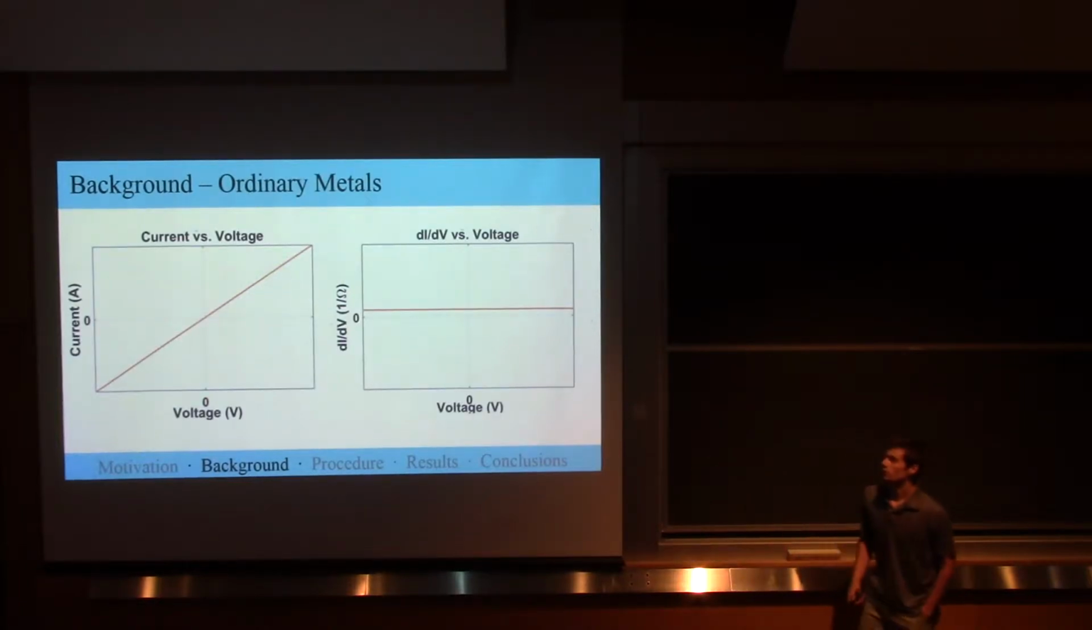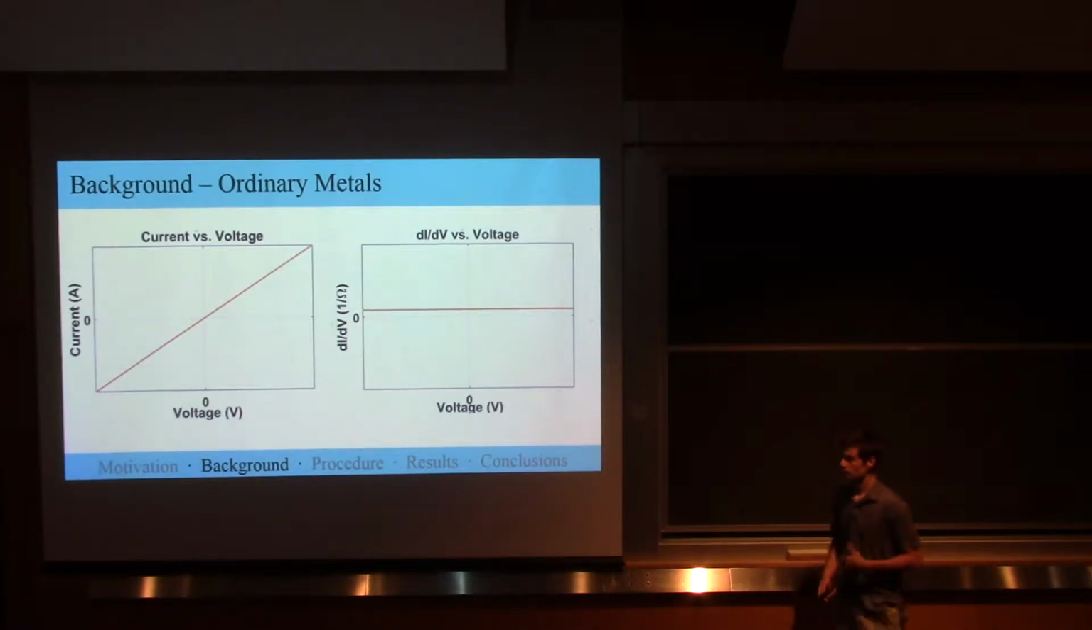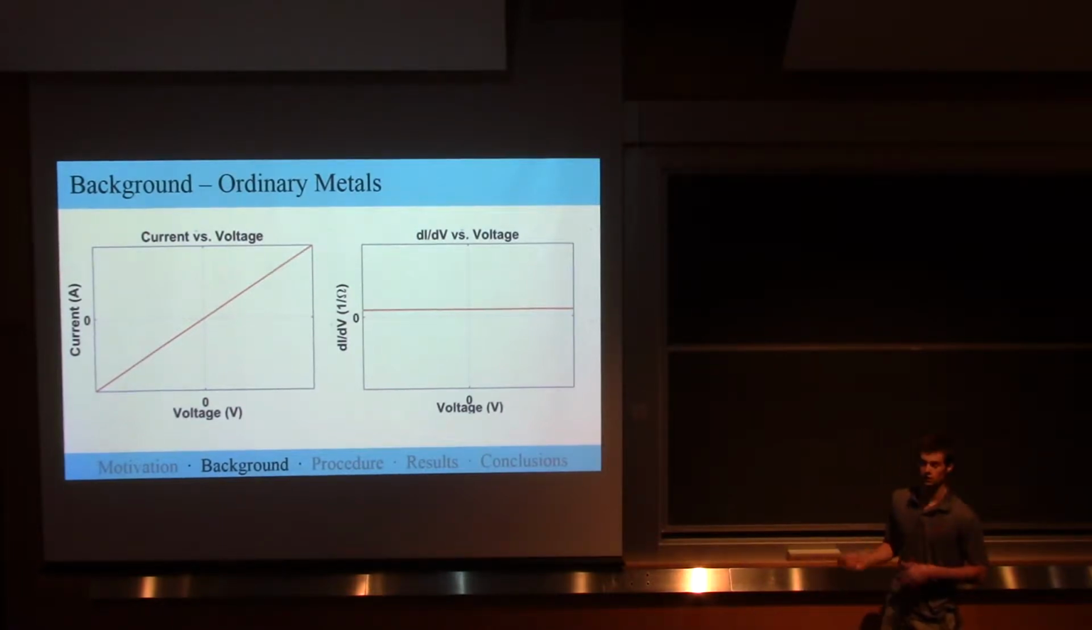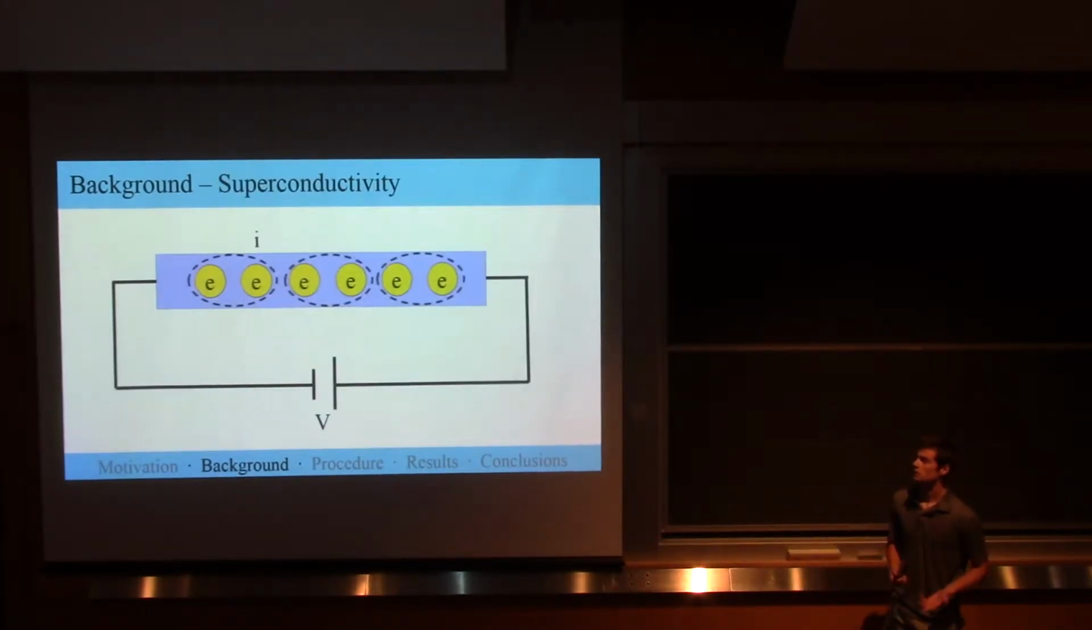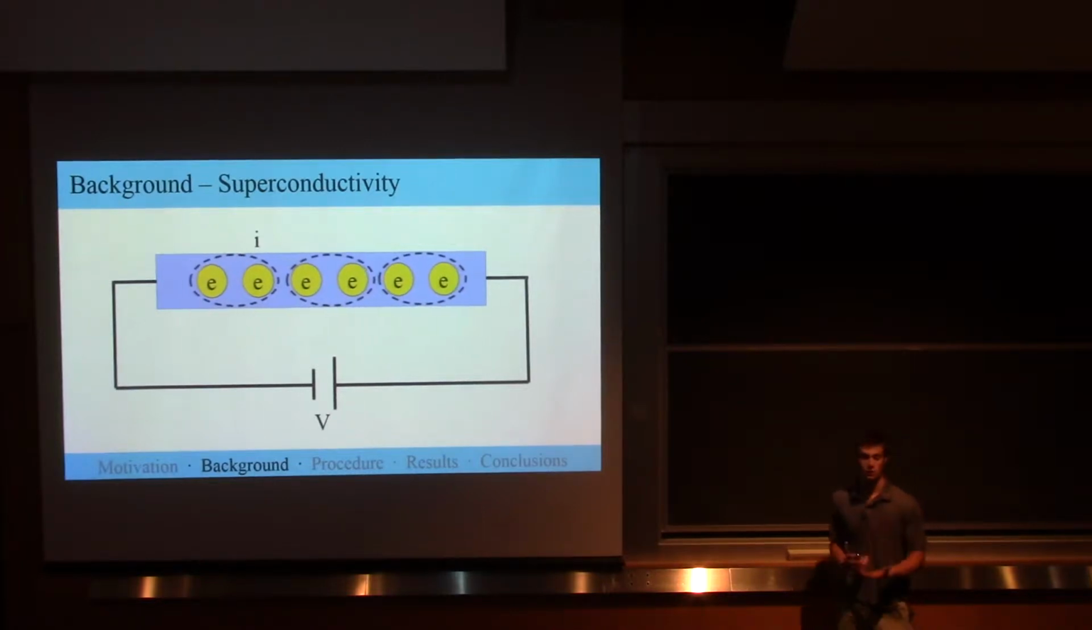And that means that if we evaluate the derivative, we get this conductance as a function of the voltage. And you might be wondering, well, who cares? You know, what's the point? All we see is a straight line. So this is what we see for normal materials, but we see some interesting things when we study superconductors.